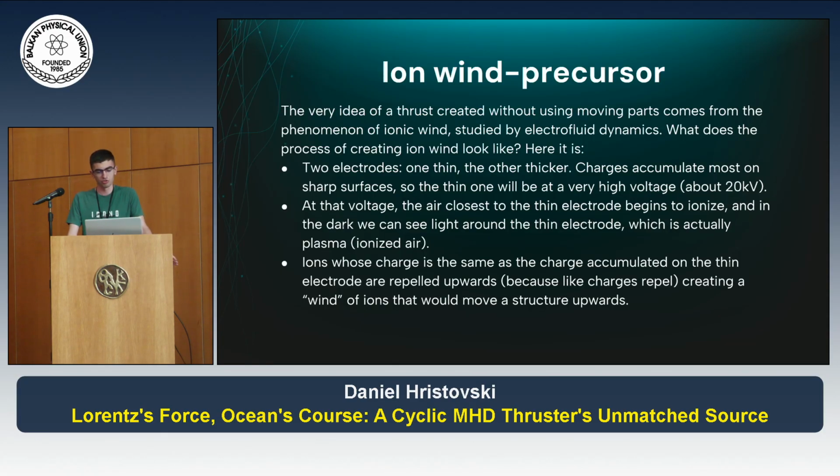Charges accumulate most on sharp surfaces, so the thin electrode will be at a very high voltage, about 20 kilovolts. At that voltage, the air closest to the thin electrode begins to ionize, and in the dark we can see the light around the thin electrode, which is actually plasma or ionized air. As we know from the Franck-Hertz experiment, we are able to excite electrons and get some light.